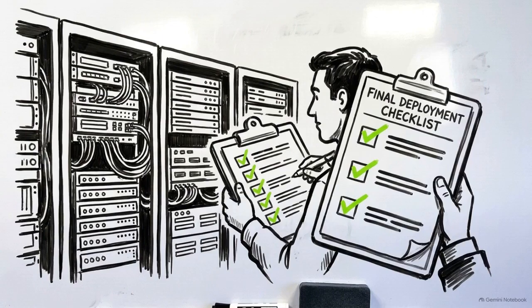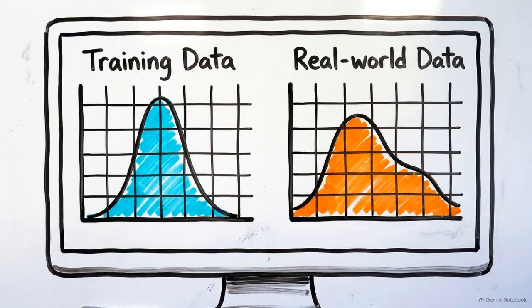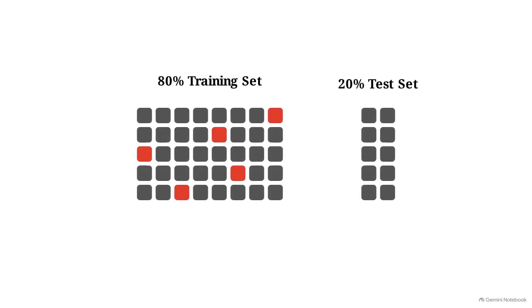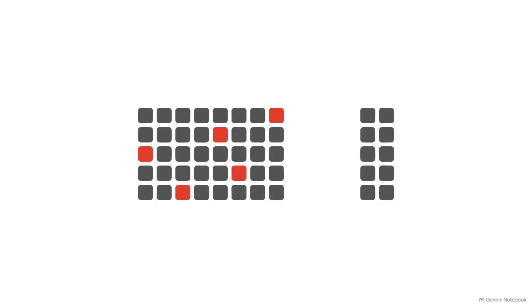Before deployment, we must confirm that the 0.6 threshold is mathematically robust and not just a result of the specific data used for training. Relying on a standard 80-20 train-test split is risky when dealing with highly imbalanced data. A random shuffle could leave 0 fraud cases in the test set, making it impossible to evaluate the threshold accurately.